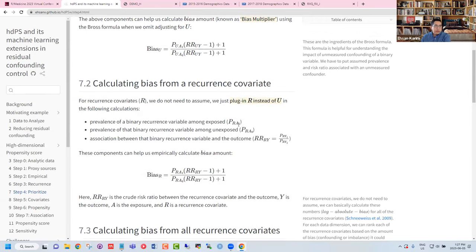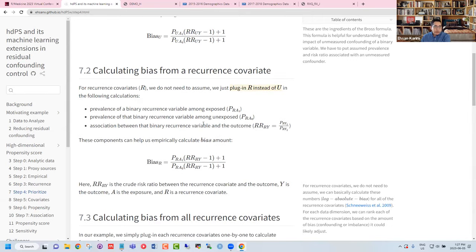All right. So in our analysis, what we do, instead of this U or the unmeasured covariate, is that we have this recurrent covariate that we have already identified in this step three. Remember, 143 of them.